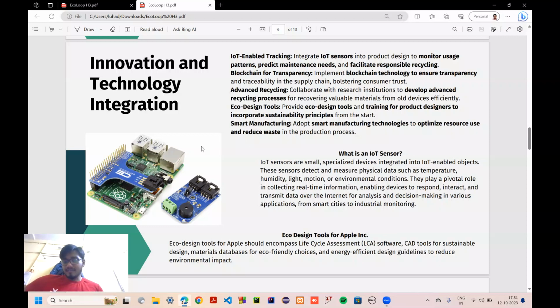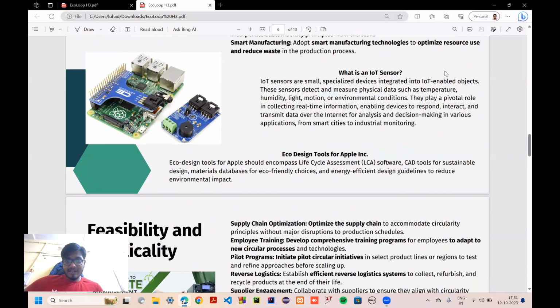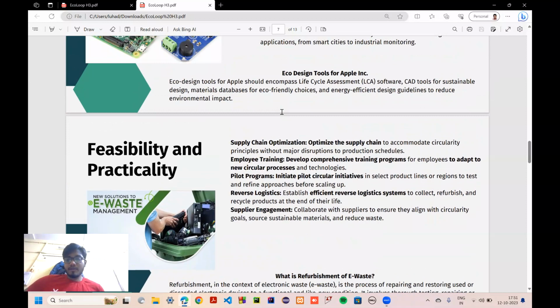So what is an IoT sensor? As we came across the point on IoT-enabled tracking, let's explain what an IoT sensor is. IoT sensors are small specialized devices integrated into IoT-enabled objects. These sensors detect and measure physical data such as temperature, humidity, light, motion, or environmental conditions. They play a vital role in collecting real-time information, enabling devices to respond, interact, and transmit data over the internet for analysis and decision-making in various applications. There are other eco-design tools that have been used by Apple that are listed here in this paragraph.